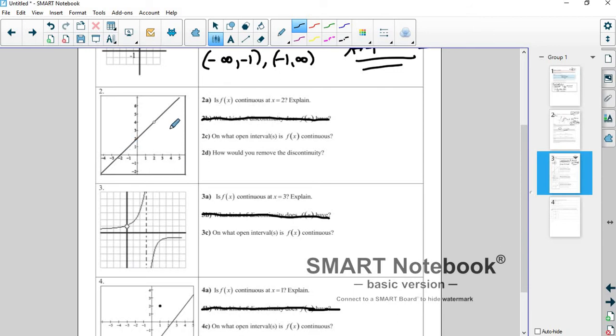We're talking about this function now. Is it continuous at x equal 2? Yes or no, and explain why. Okay, explain why. Hit the pause button and try that out, and we'll come back and talk about it in just a minute.